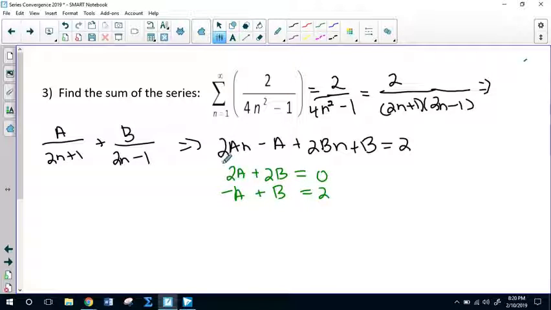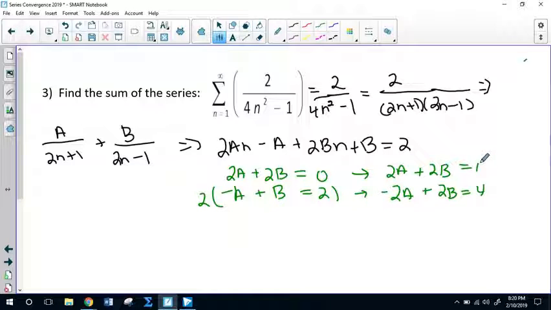This should all look familiar, right? So I need to do something so I can combine like terms. There are many different ways to go about doing this. I'm going to multiply this bottom equation by negative 2. So I get negative 2a plus 2b equals 4. I'm going to leave the top line alone. And I get 4b equals 4. So b equals 1, which means by using the second equation here, a will equal negative 1.